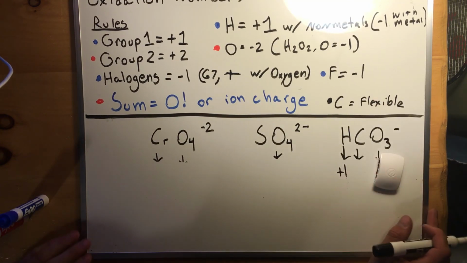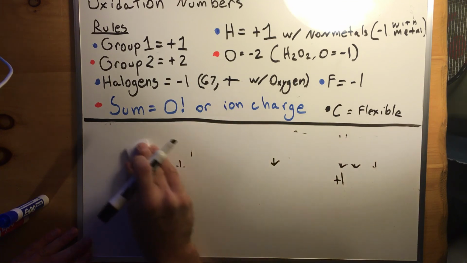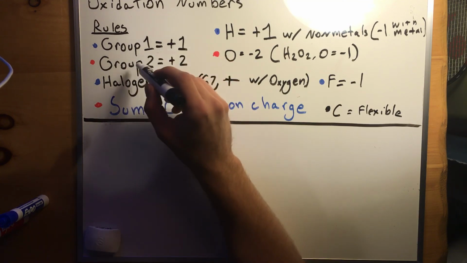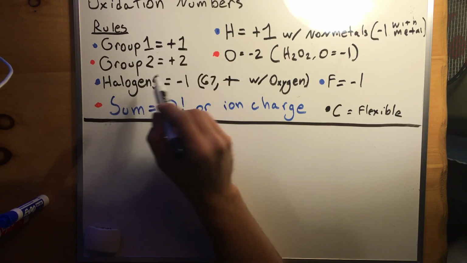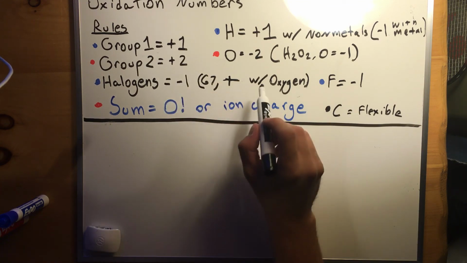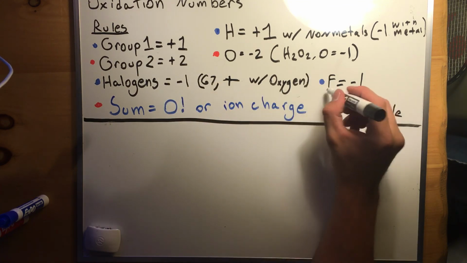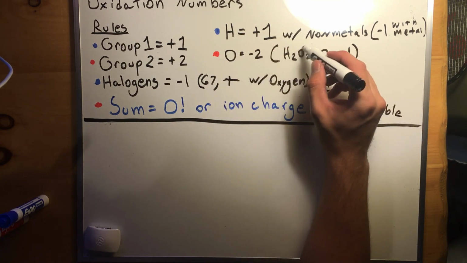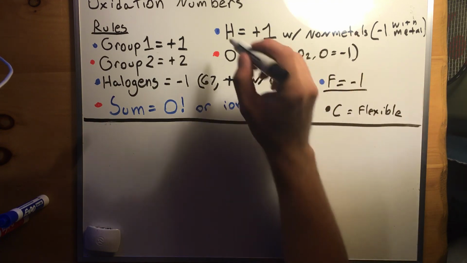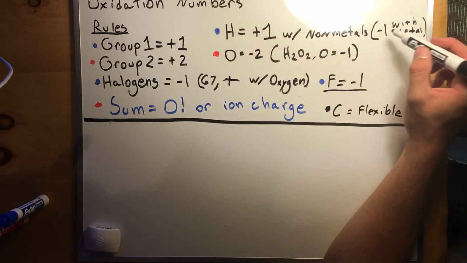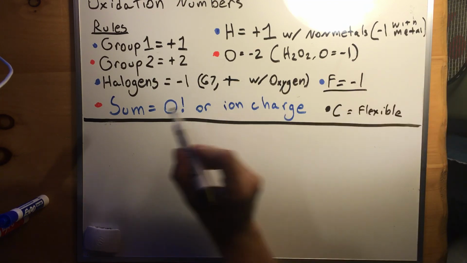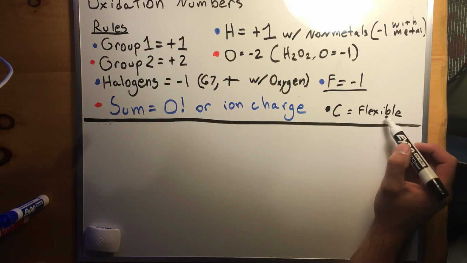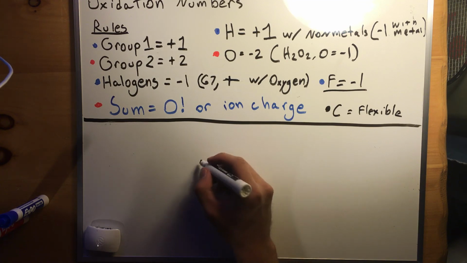I hope you enjoyed going through these oxidation rules. Just to review, group 1 +1, group 2 +2. Halogens, or group 17, are -1. They can be positive with oxygen, but fluorine is always -1. Oxygen can be -2, except in peroxides, where we get -1, and hydrogen is +1 with nonmetals, -1 with metals. Always sum things up to 0, or whatever the ion's charge is, and carbon is very flexible.